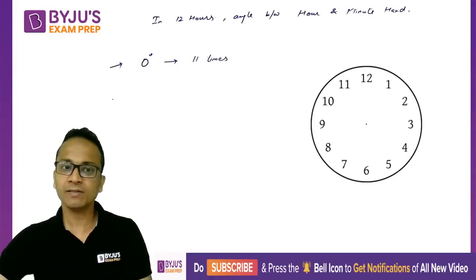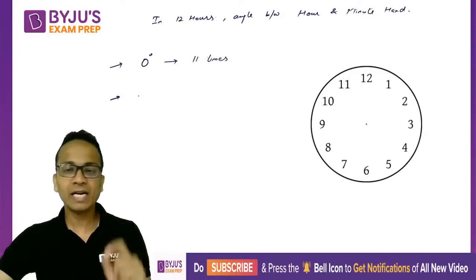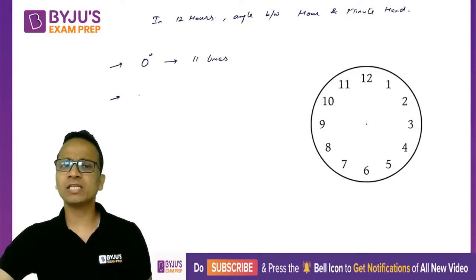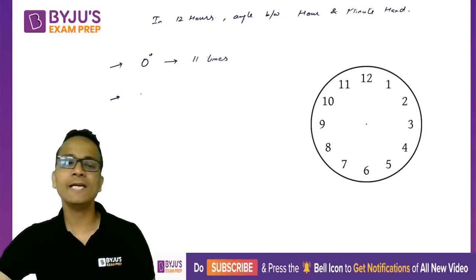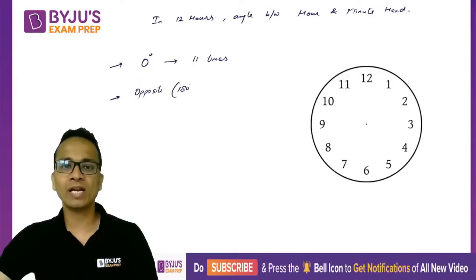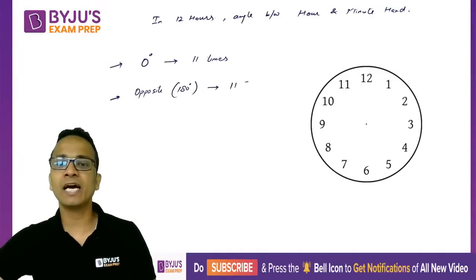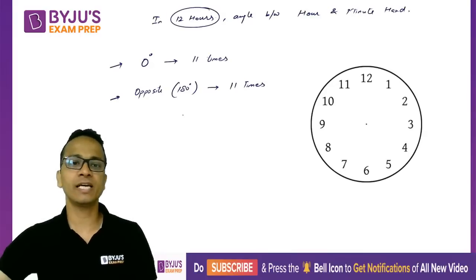Okay? So next thing, if I'm asking you how many times the minute hand and hour hand will be opposite to each other. Opposite to each other means they are making an angle of 180 degrees. So if they are opposite, that means they are making an angle of 180 degrees, and this may again happen 11 times in 12 consecutive hours.